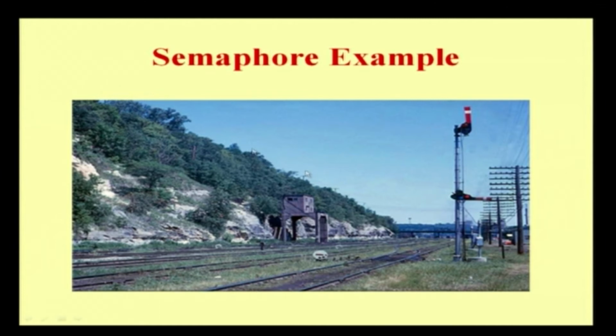So in this example, you have this hand signal that has been raised to the top, put in a vertical manner. So this track has been reserved for the trains to pass. This is called a single semaphore, with single trains passing.